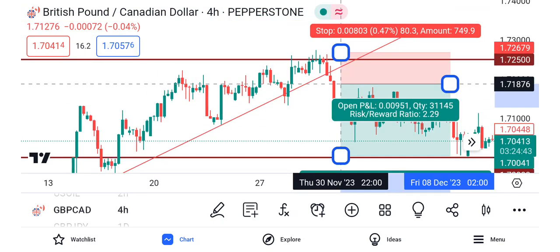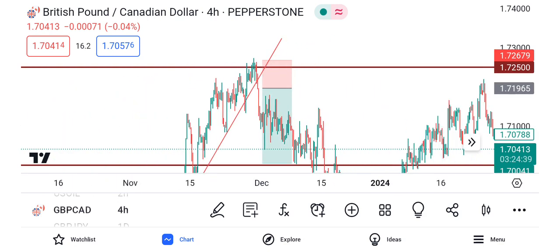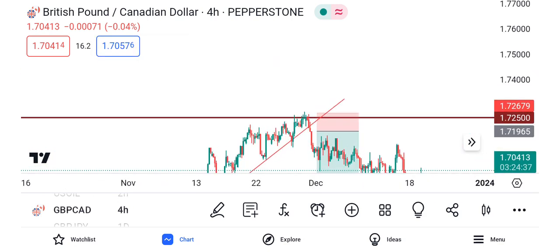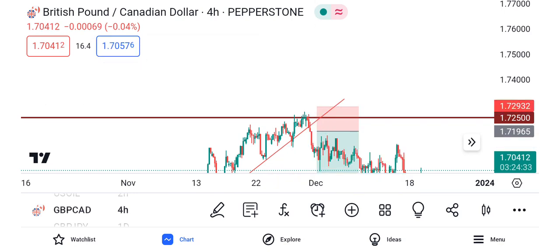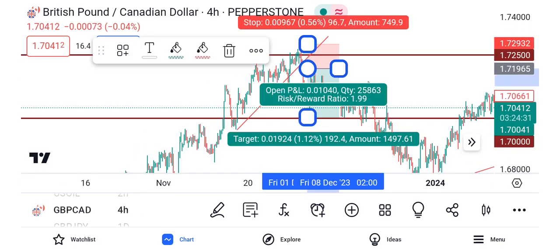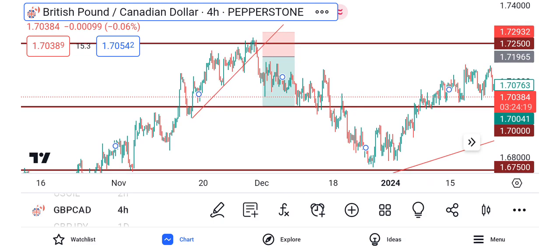My entry would have been here. Imagine that. That's a nice risk to reward. And my stop loss would have been here. Risking 96 pips and targeting 192 pips. That's almost 1 to 2. I can even say 1 to 2. This is 1.99. That's 1 to 2, risking 1 to get 2. That's a nice risk reward when trading this strategy.